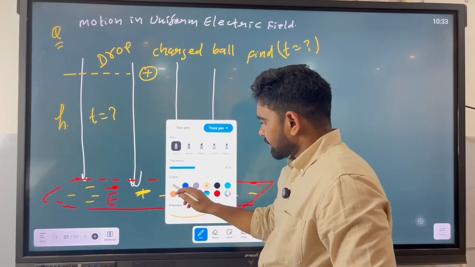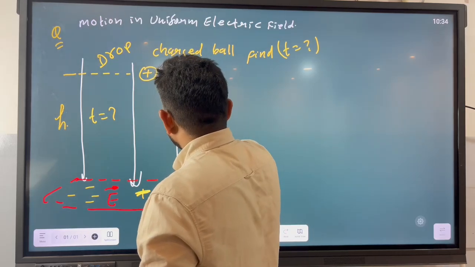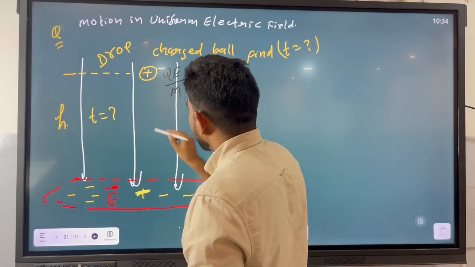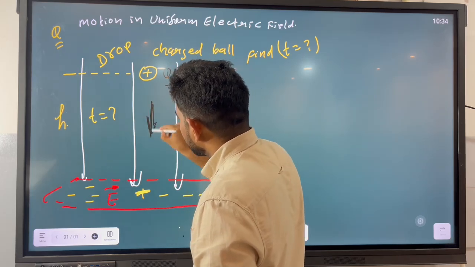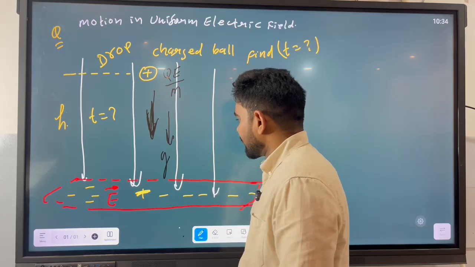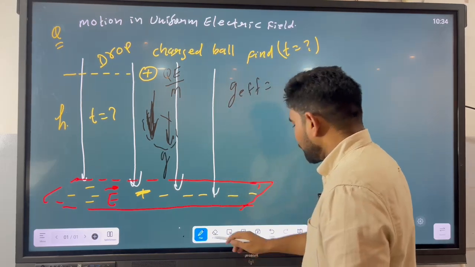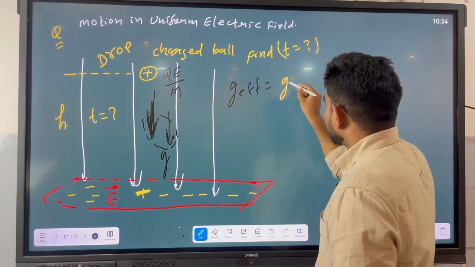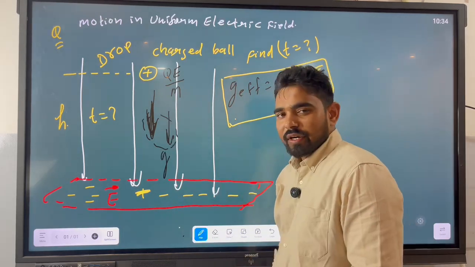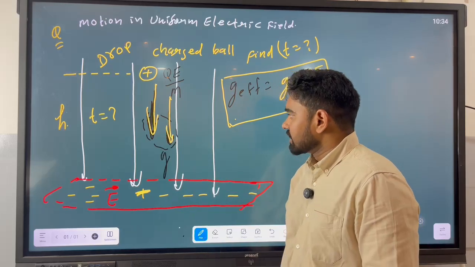Initially we calculate the acceleration of the ball, right. This is a positively charged ball and the force is q times E. This is the electric force, and the acceleration due to the electric field is QE divided by m, acting vertically downward. The acceleration due to gravity also acts vertically downward. Both accelerations act vertically downward, so the value of g effective equals g plus QE divided by m, right. This is the acceleration due to the electric field and this is the acceleration due to gravity, right.